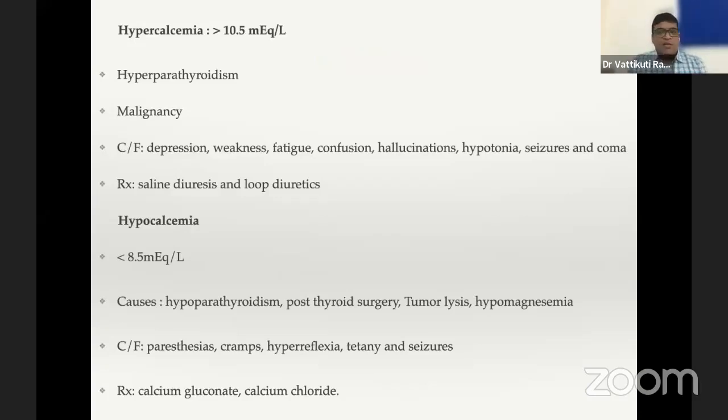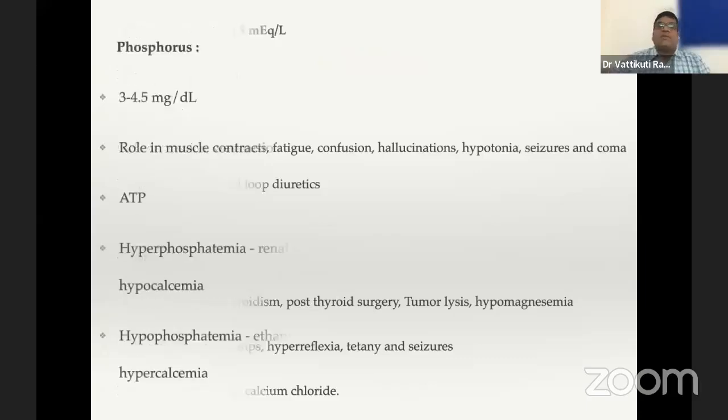And hypocalcemia, when the calcium goes less than 8.5 milliequivalents per deciliter. The causes include hypoparathyroidism, post-thyroid surgery where accidentally the parathyroid might have been removed, tumor lysis syndrome, or hypomagnesemia. The clinical features are paresthesia, cramps, hyperreflexia, tetany, carpopedal spasms and seizures. The treatment is either calcium gluconate or calcium chloride as a temporary measure, and subsequently start oral calcium supplementation.